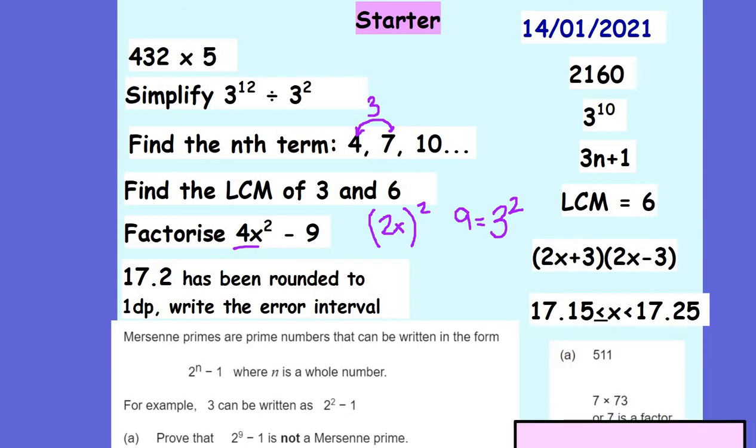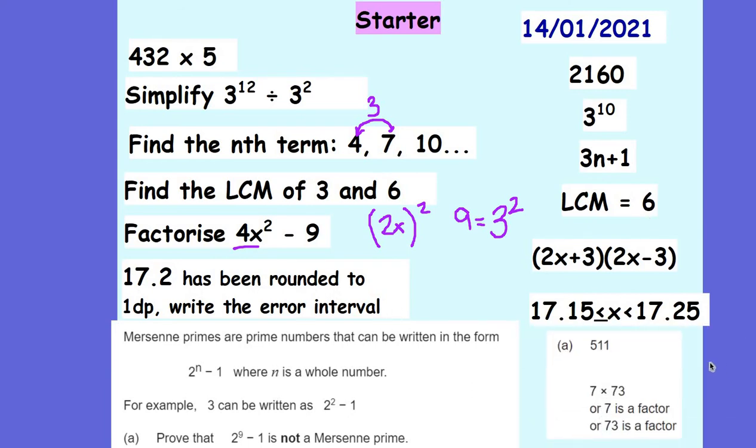If you had a go at my extension question, you'd have got 511. 7 times 73, or 7 is a factor, or 73 is a factor. Either of those would be a good reason to prove that 2 to the power 9 subtract 1 is not a Mersenne prime.